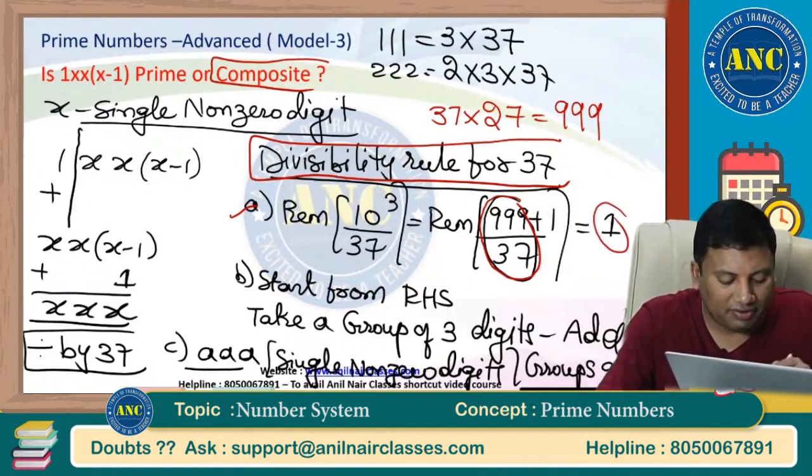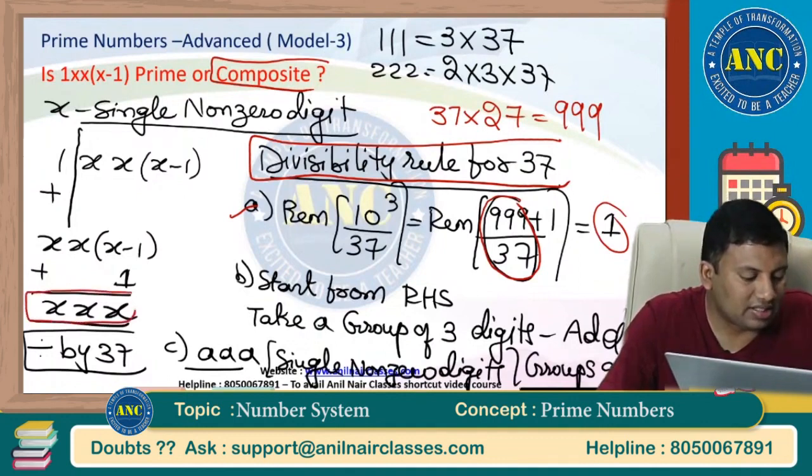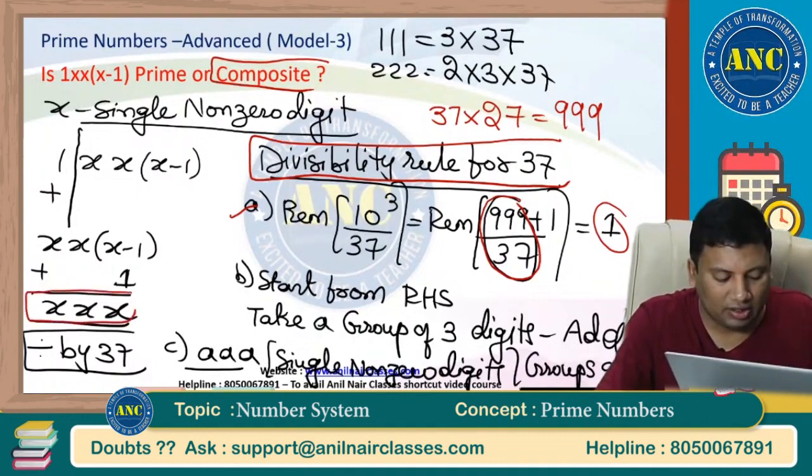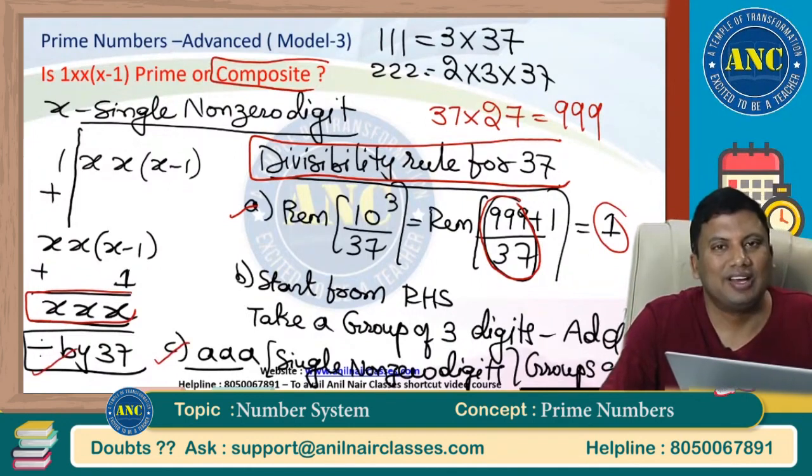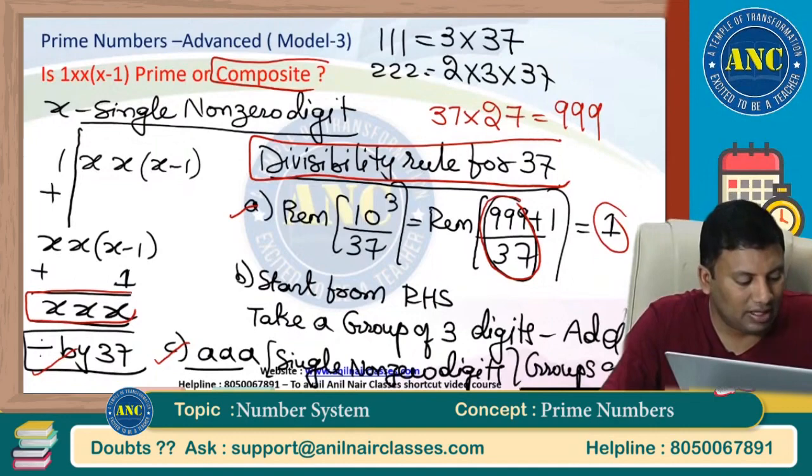So, start from the right hand side. Take a group of 3 digits. Add them. So, x minus 1 plus 1, I got x. Any single digit written in groups of 3 is always divisible by 37.